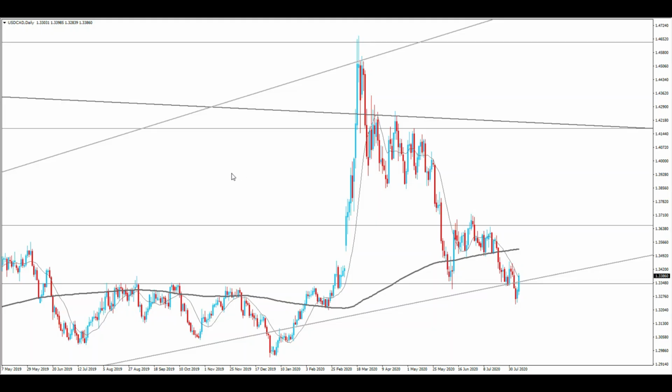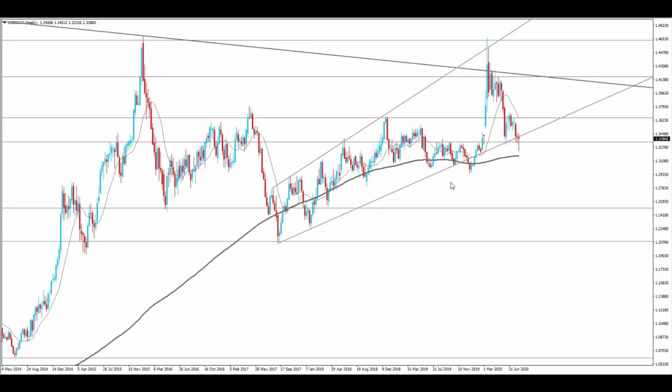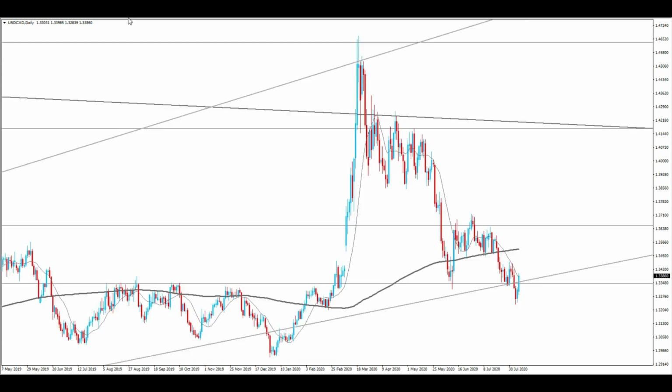Okay, so for USD CAD, we're going to start with the weekly, and as you can see on the weekly, we're in an uptrend in the market, and we have this ascending channel here where price is making those higher highs and those higher lows. So expecting prices to go make a higher low soon and go and make that move to the upside. Of course, if we have a break of this level, we could be looking at USD CAD falling back down, but we're expecting USD CAD to rise.